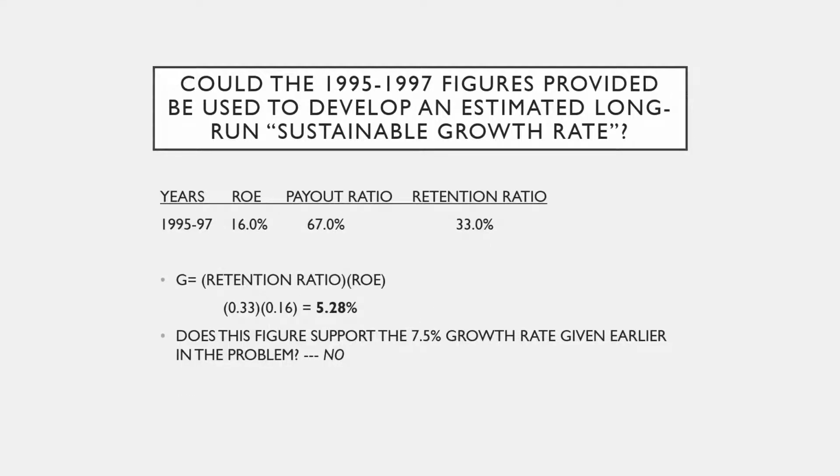Lastly, we would like to know if the 1995 to 1997 figures provided could be used to develop an estimated long-run sustainable growth rate. The formula G equals retention ratio times ROE gave a computation of 5.28%. The 1989 to 1993 figures cannot be used to develop an estimated long-run sustainable growth rate, nor can it support the 7.5% growth rate given in the problem.